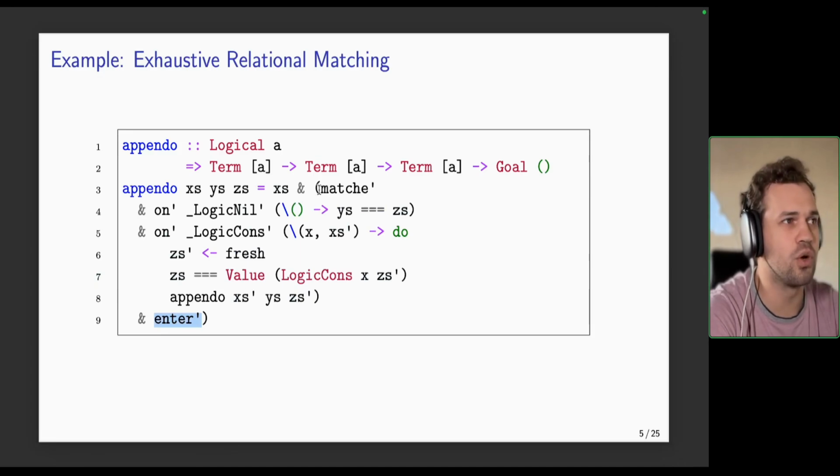So as you can see, this is not a built-in case that we are able to use here. We have to use our own set of combinators. Match E completes matching on one side, and enter starts this pattern matching on the other side. And so everything in between are the branches that we are pattern matching on.